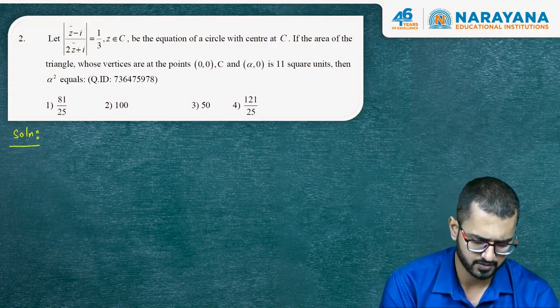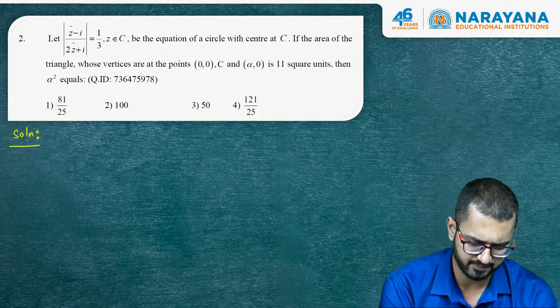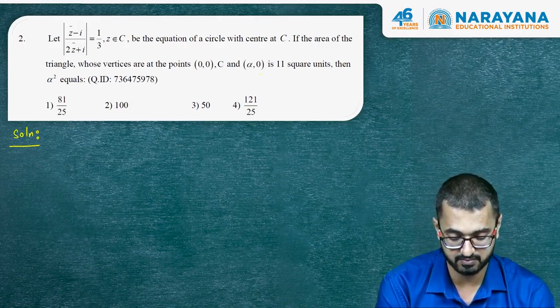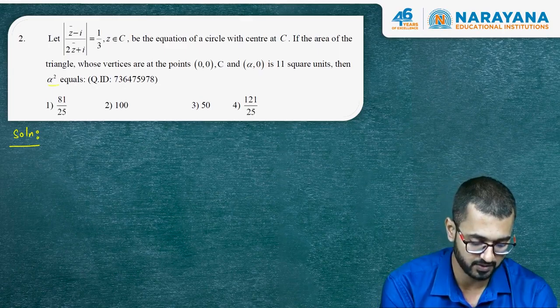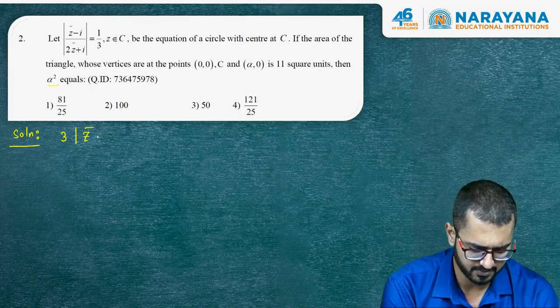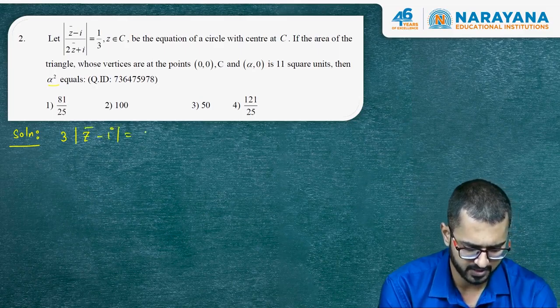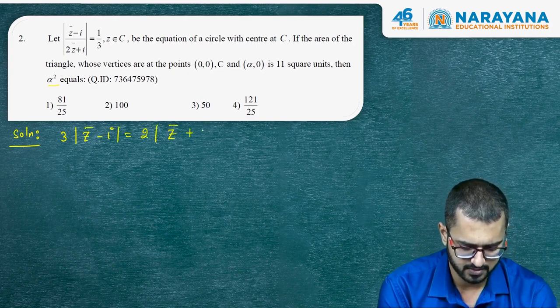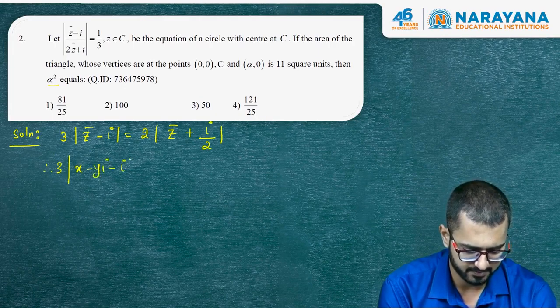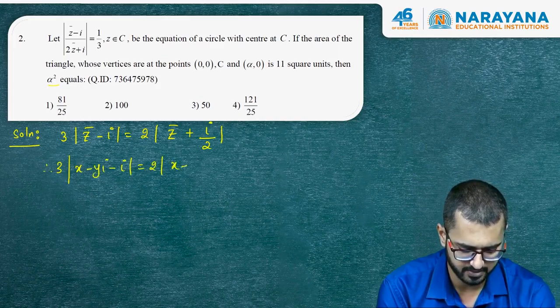Now let us see. Here this locus is given, and they have given that it's the equation of a circle with center at C, and the area of the triangle whose vertices are the points 0, 0, C, alpha 1, alpha 0 is 11 square units. So we have to find alpha. No problem. We'll simply write 3 over modulus of z bar minus i equal to, we can take 2 common just for easy calculation. Rest there is no aim. And we'll write here 3, and then this is nothing but our usual x minus yi minus i equal to 2 times, again x minus yi plus i over 2.